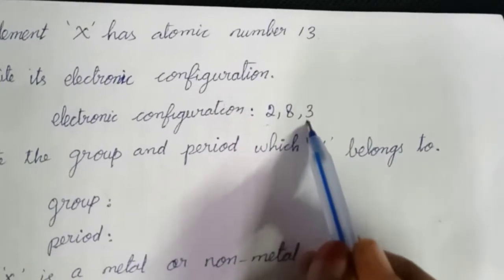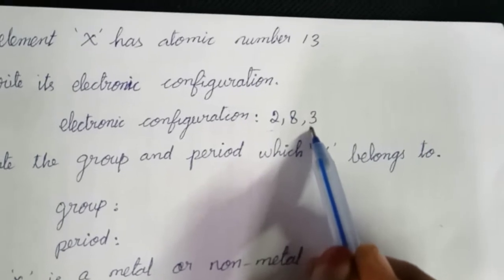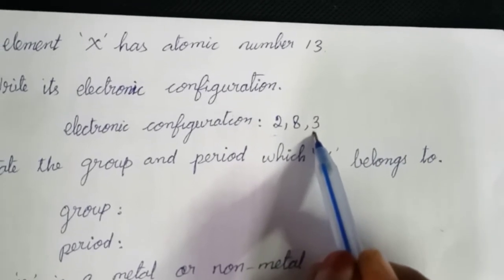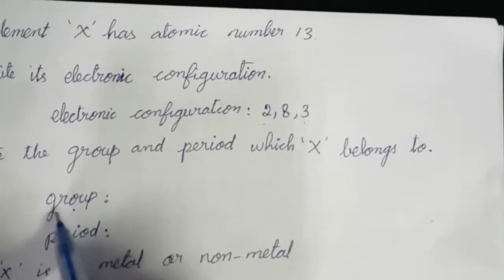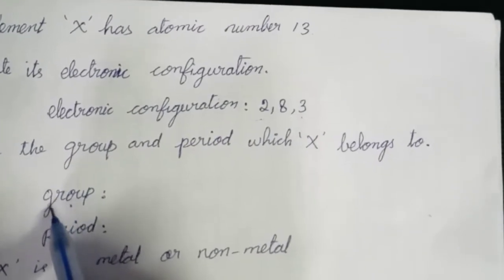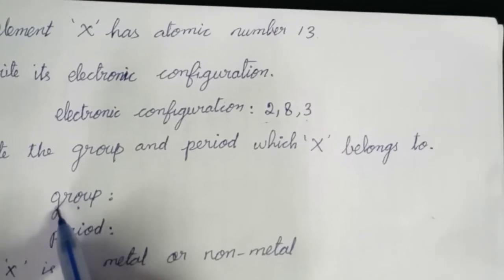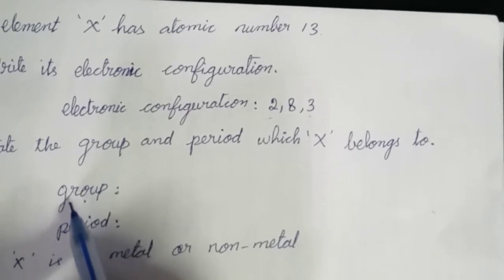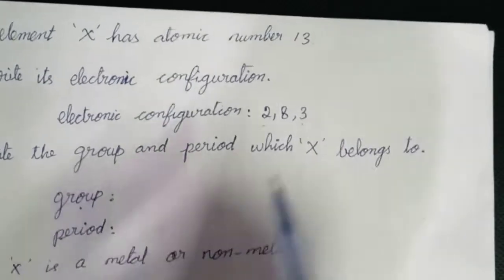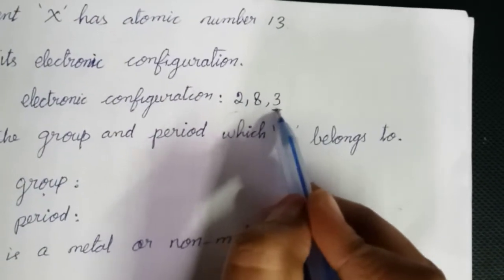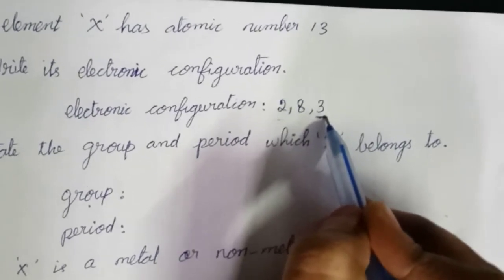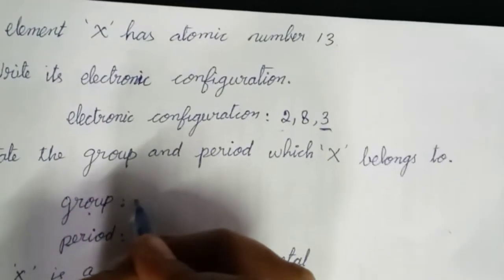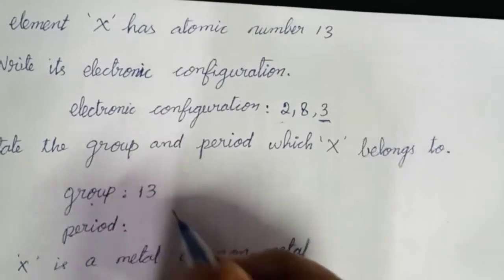With the help of the electronic configuration we can identify the group and period. How do we identify the group? Depending on the number of electrons in the outermost shell, we can find the group. How many electrons are in the outermost shell? 3 electrons. So 3 electrons means it belongs to which group? 13th group. So X belongs to the 13th group.